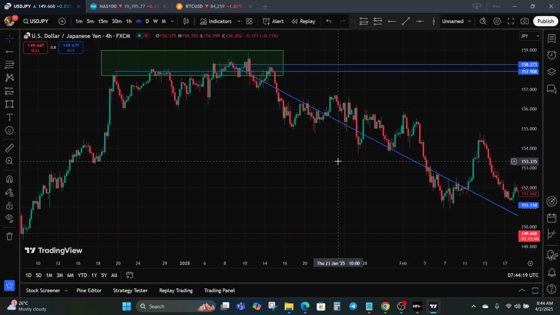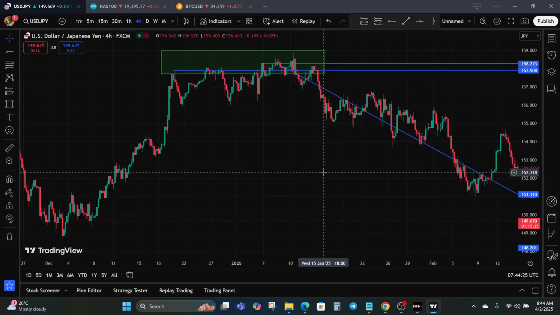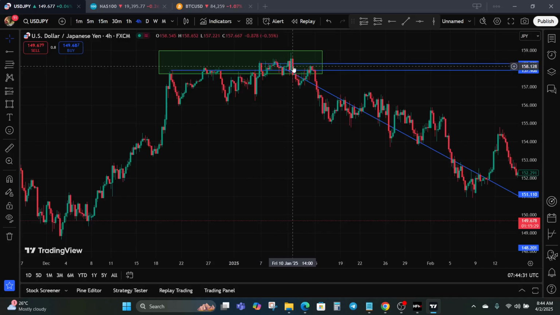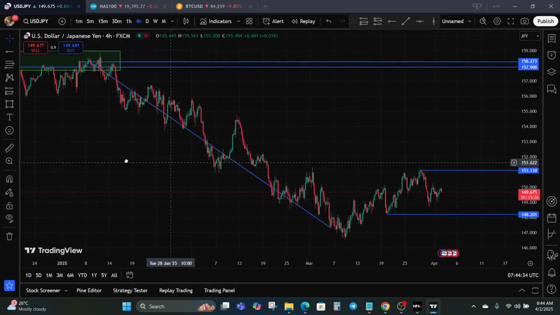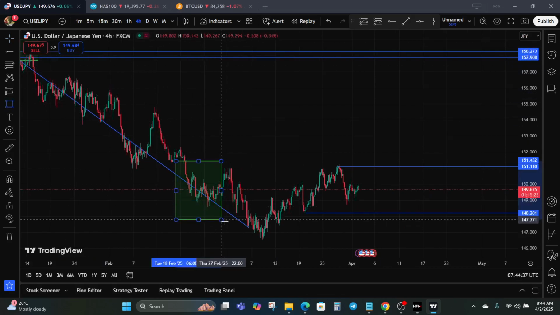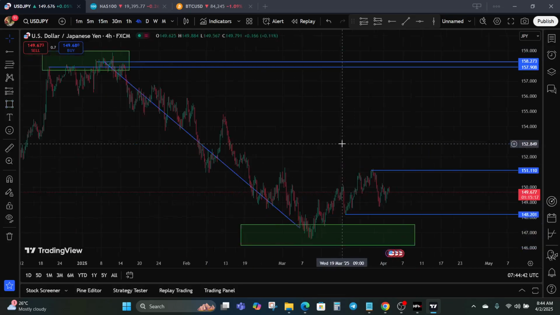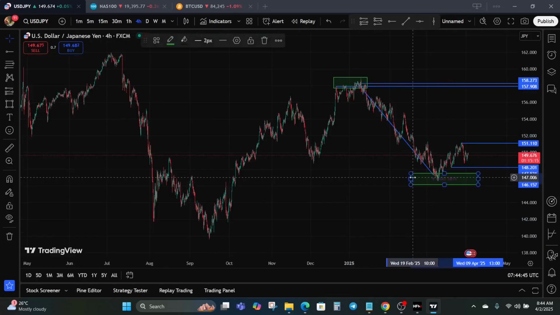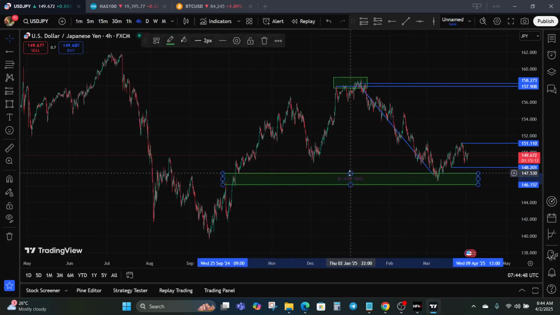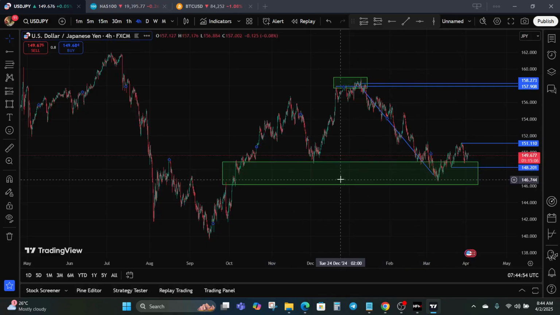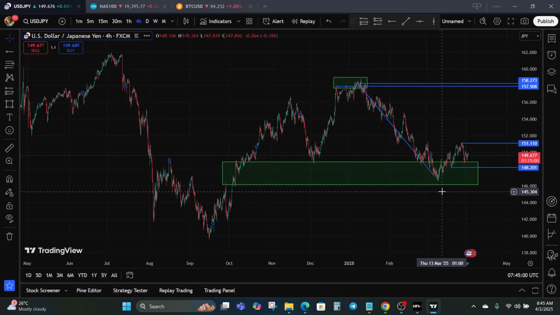Now, here is how you can spot these important areas on your chart. The first step is to identify strong supply and demand zones. Remember, supply zones are areas where selling pressure mounts up, while demand zones are areas where buying pressure mounts up. When you have buying pressure around a particular zone, that's a demand zone. So the supply zone is for the sells, demand zones are for the buys.